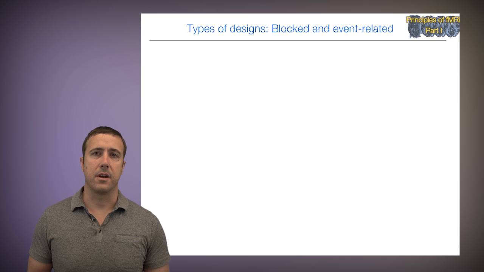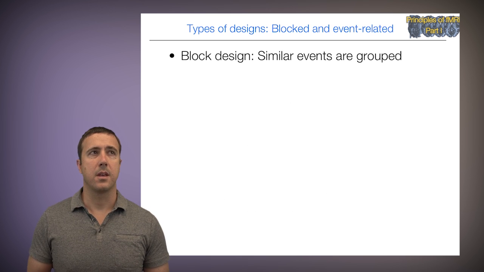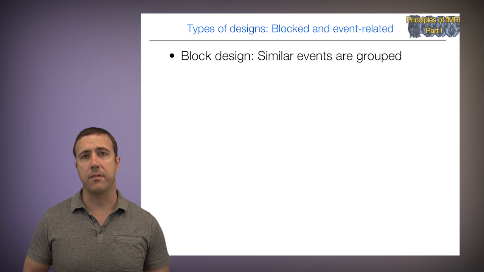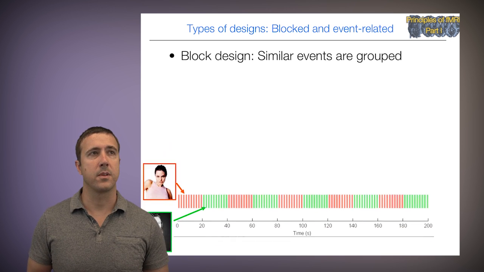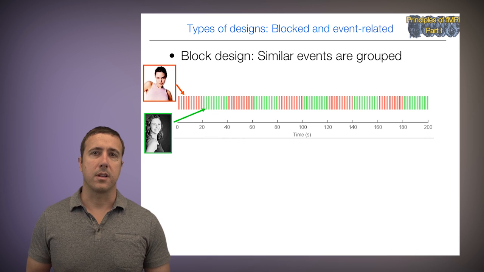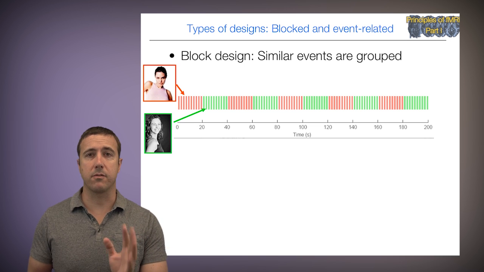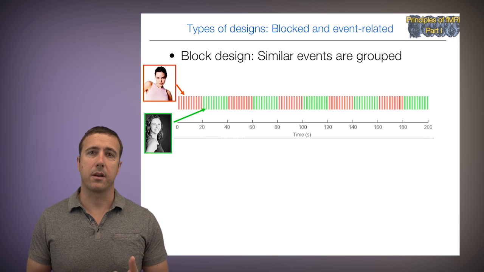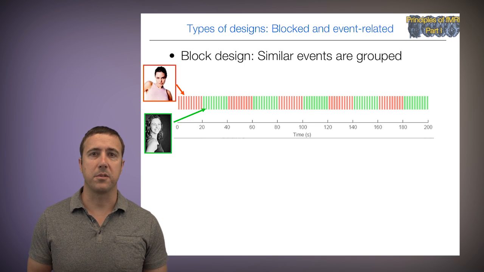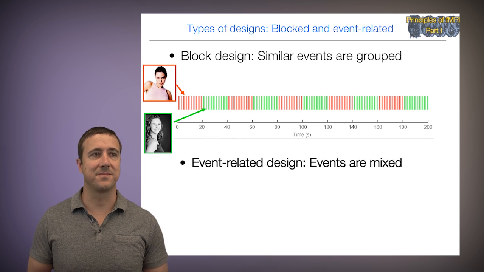One starting place for design is to think about blocked and event-related designs. Block design is one in which similar events are grouped together, and this was the starting point for early fMRI and PET designs, and it's still used widely today. So in one example, let's say we're interested in studying famous and non-famous faces. We might present a whole block of famous faces every couple of seconds, followed by a block of non-famous faces every couple of seconds, and alternate.